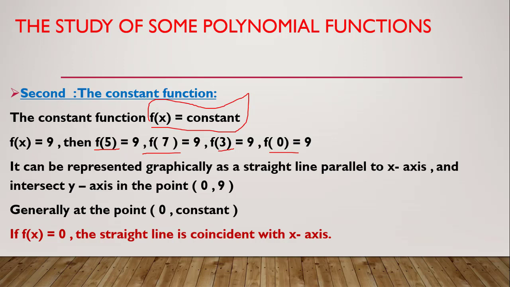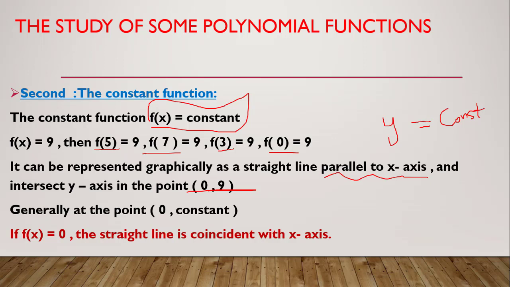Okay, it can be represented graphically as a straight line, but this straight line is parallel to x-axis because f of x is y. So I have y equals constant, and we say that if y equals constant, this is a straight line parallel to x. If x equals constant, a straight line parallel to y. So this constant function, f of x equals constant, is a straight line parallel to x-axis and intersects y-axis in a point which is of course 0 and the constant. The constant here is 9. So 0 and 9.